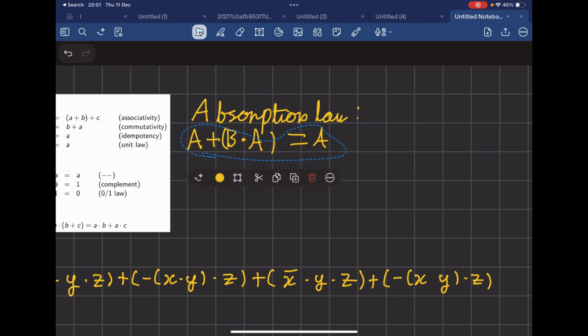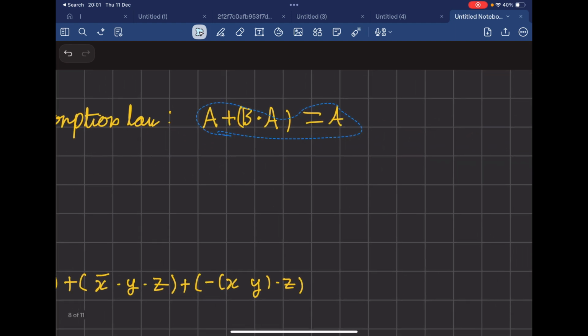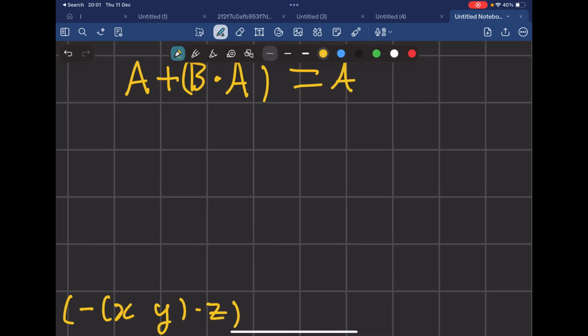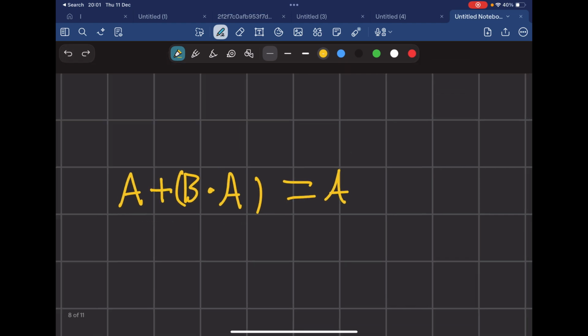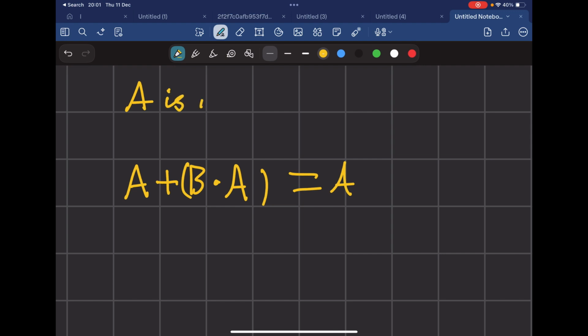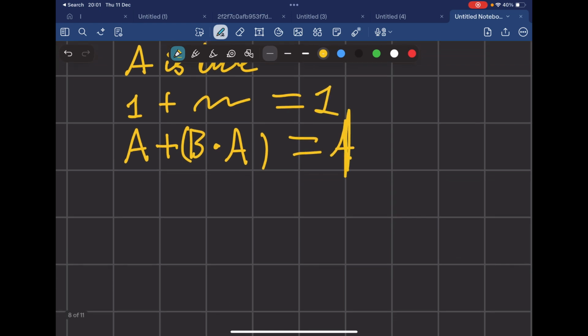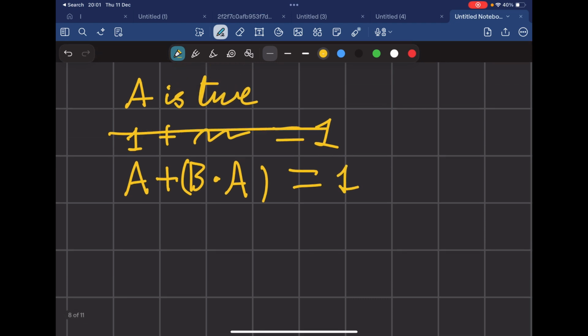Let's think about why this is true. Intuitively, what this is saying is that the truthiness of this just depends on A, so B has no bearing on whether or not this is true. Let's think about a couple of cases. When A is true, this is 1 because A is true, and then we have 1 plus something. 1 plus anything is just 1. So when A is true, this is also true.